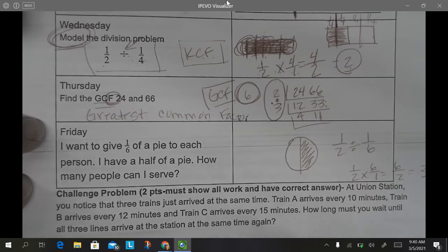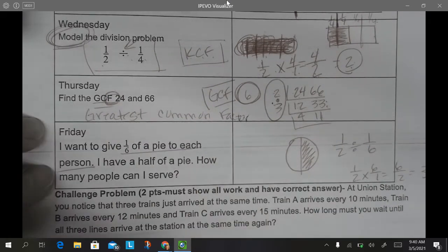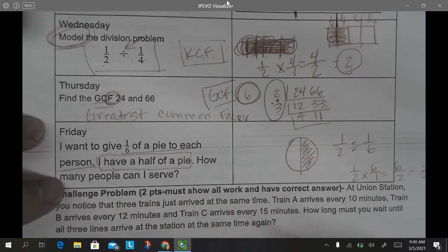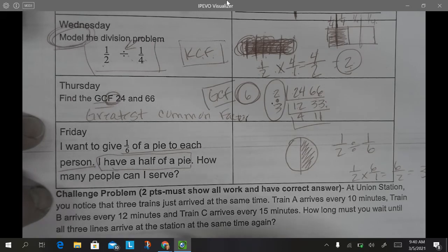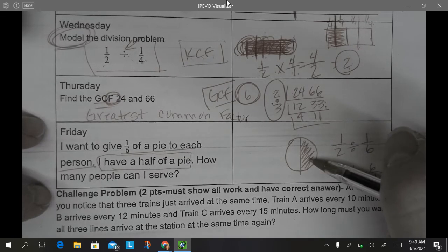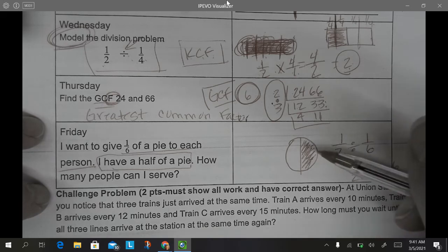All right, last one on this page. Here's Friday. I want to give 1/6 of a pie to each person. That's my goal. I have half a pie. Well, I guess somebody ate the other half. How many people can I serve? Let me draw out what I know I have, because anytime I'm stuck, I just draw out what I have. Look, I have half a pie. Let's make a pumpkin pie. I want to give 1/6 of a piece to each person.